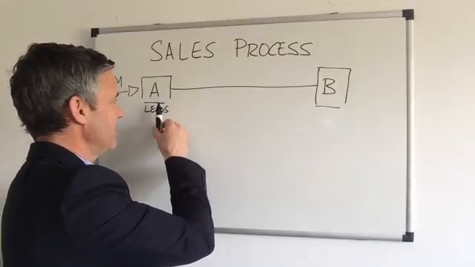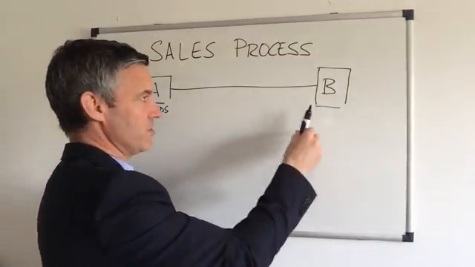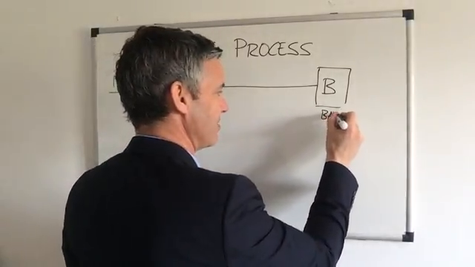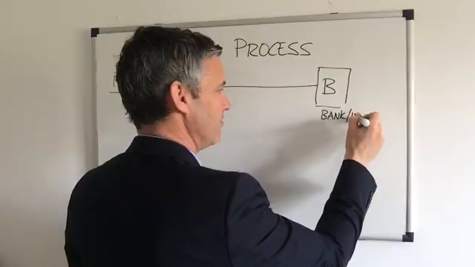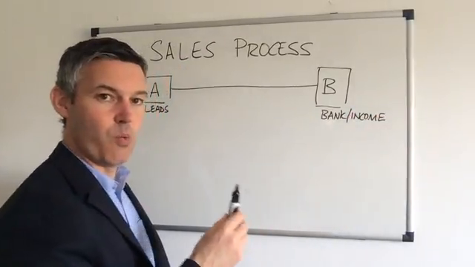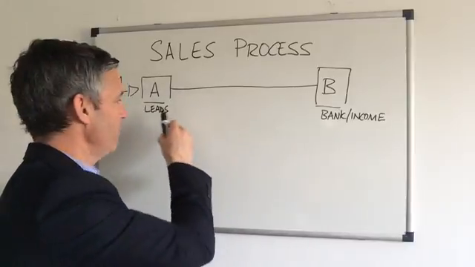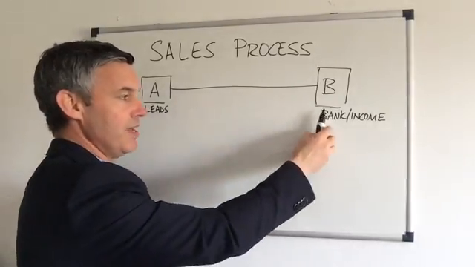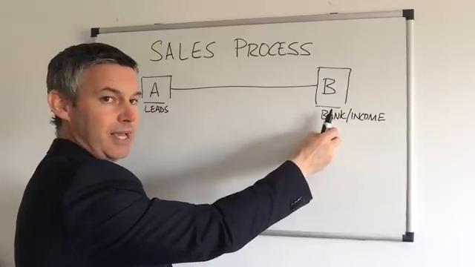And for this exercise, we're then going to move across, and B we're going to use as the bank. That is the most important area, where the income comes in. So I want to know everything that happens between when we have this lead in, what's going to happen to it, what's its journey, all the way to when the money hits our bank.